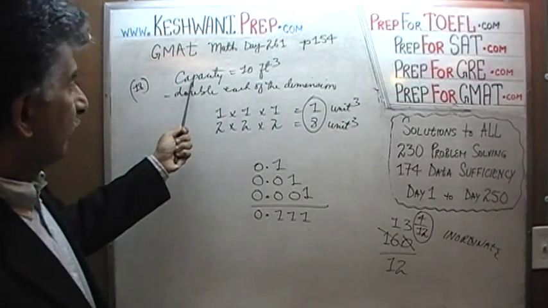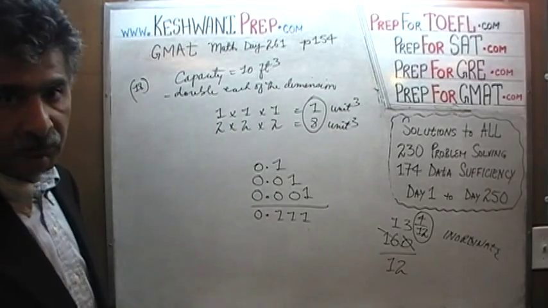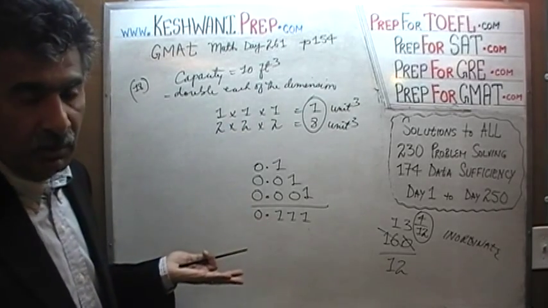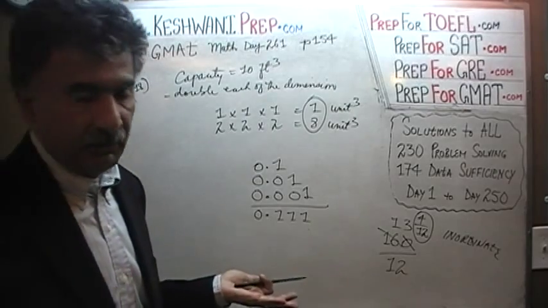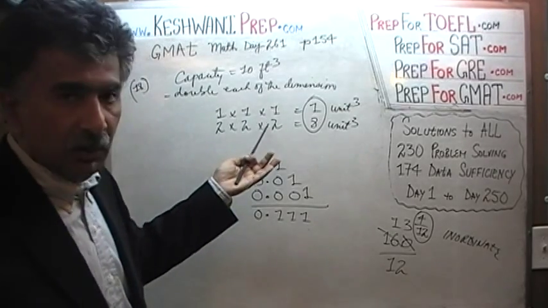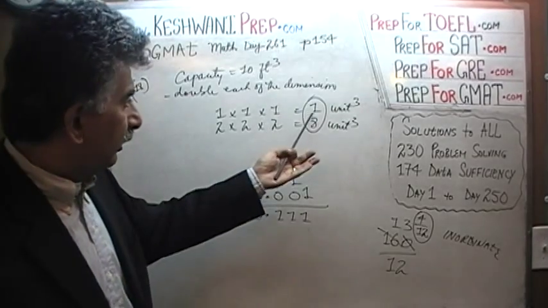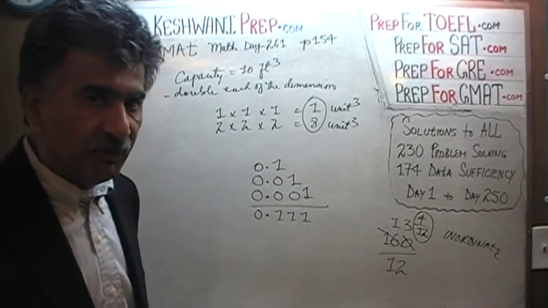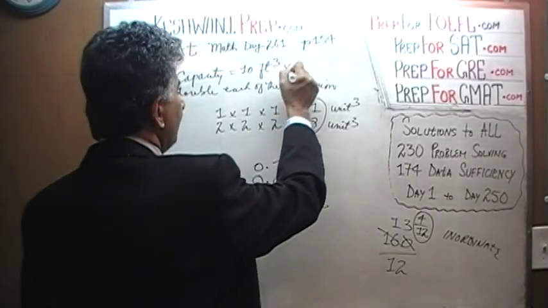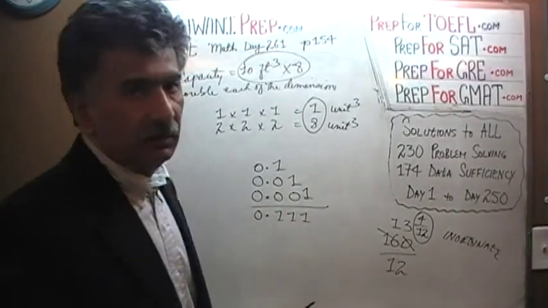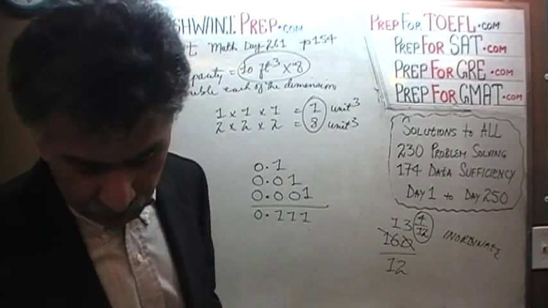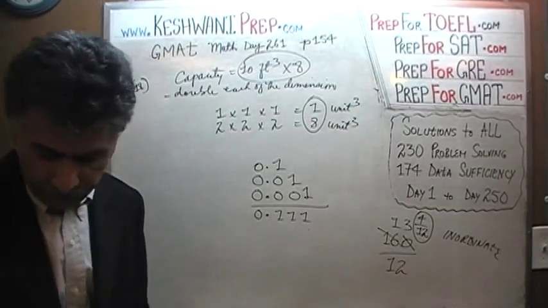So what's going to happen to the capacity if you double each of the dimensions? It's going to be 8 times as much. Whatever the capacity was, it doesn't matter what the original capacity was. We just found out that if you have a cube, and if you double each of the dimensions, the volume of the cube is 8 times as much as before. Well, the answer is 8 times as much. That's it, we are done. The volume of the new sandbox is 80 cubic feet. Let's move on to the next one then.